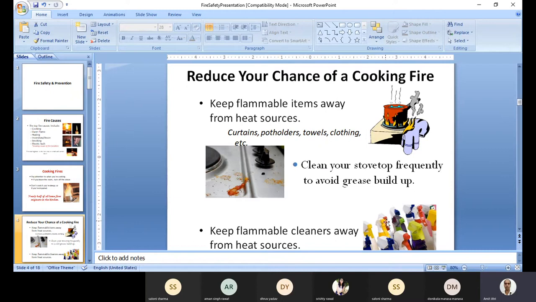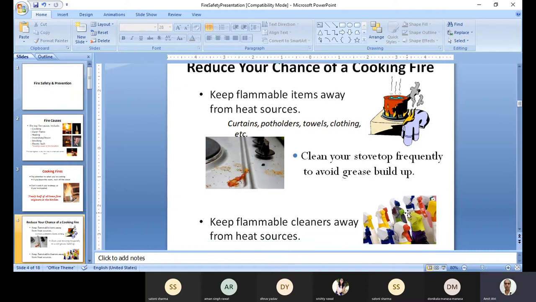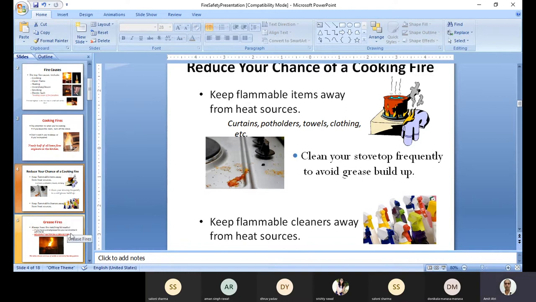Okay, so cleaners could also be inflammable. Our practice should be to isolate these types of inflammable items from the cooking fire, especially in our kitchen.